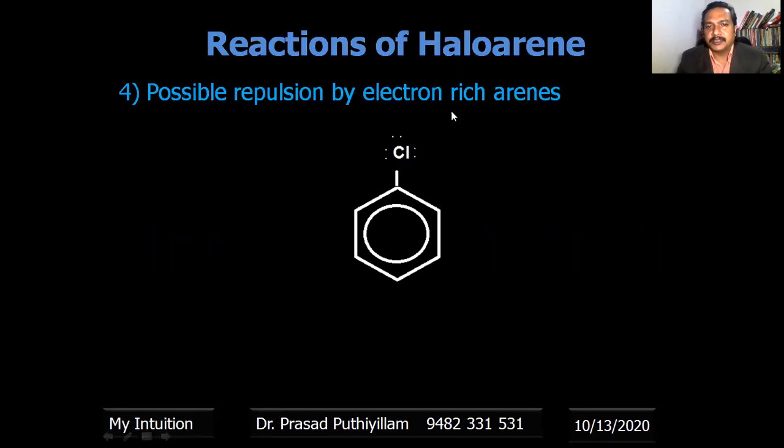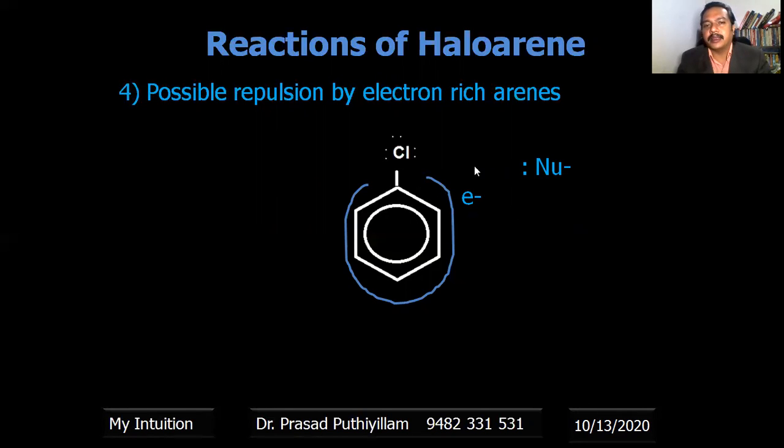The possible repulsion by electron-rich arenes. The benzene ring is an electron-rich center. Every carbon atom has electron density, and the pi electron movement is there. Therefore, it is a totally electron-rich center.